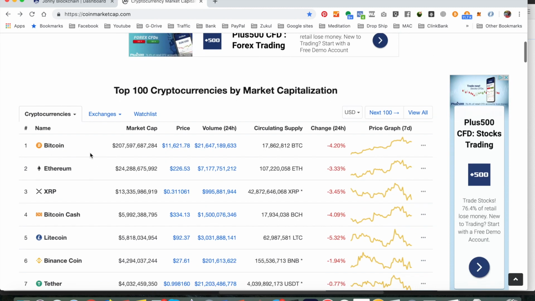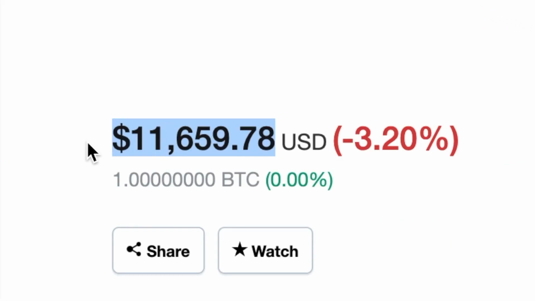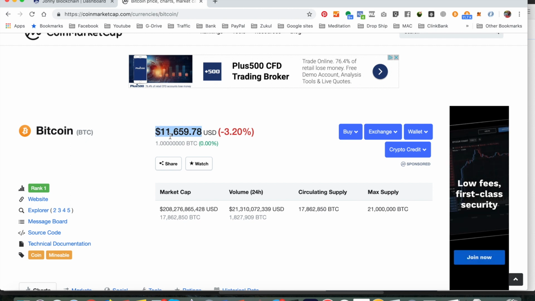So below here, you're going to see the top 100 coins. Now you can look at the next 100 or you can view them all, but we're just going to look at Bitcoin today in this training. So I'm going to click on Bitcoin. That's going to take me to this page, and as you can see, it's showing me the current fiat value in dollars. So if I wanted to buy 1 Bitcoin, I would have to pay $11,659.78 thereabouts, because that's an average price. That's not a fixed price. So let me show you.